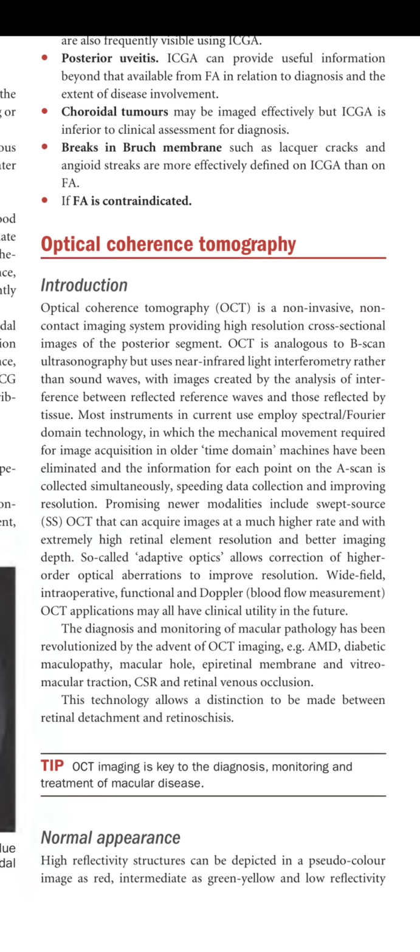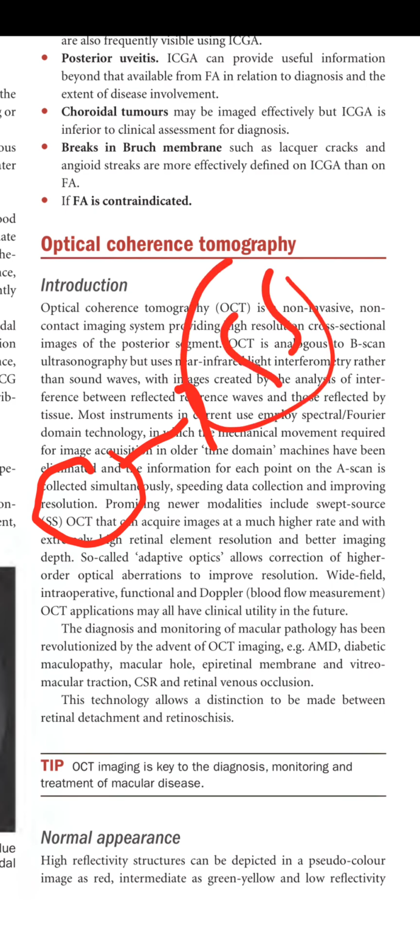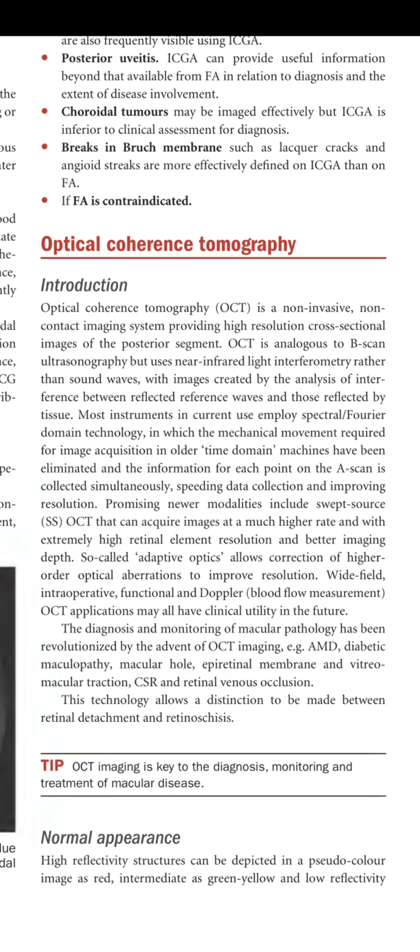Promising new modalities include swept source OCT, which acquires images at a much higher rate and with extremely high retinal resolution and better imaging depth. So-called adaptive optics allow correction for high order optical aberration to improve resolution. So now the resolutions are improving with the newer OCT, like swept source OCT. Wide field, intraoperative, functional and Doppler blood flow measurement OCT may also all have clinical utility in future.